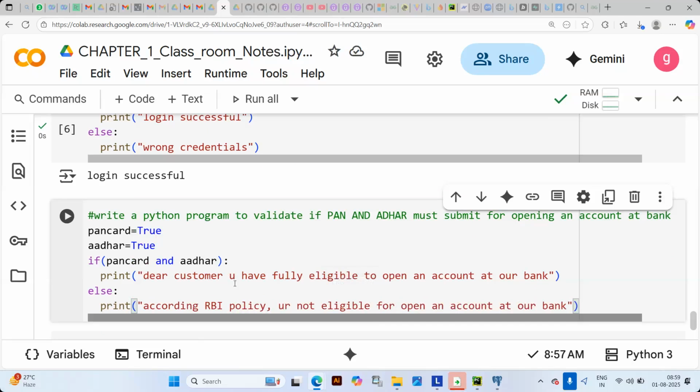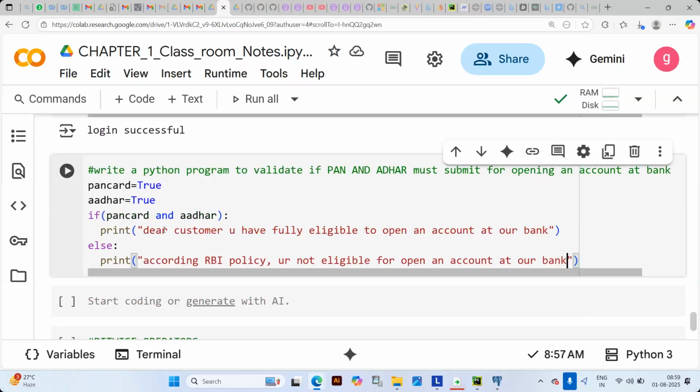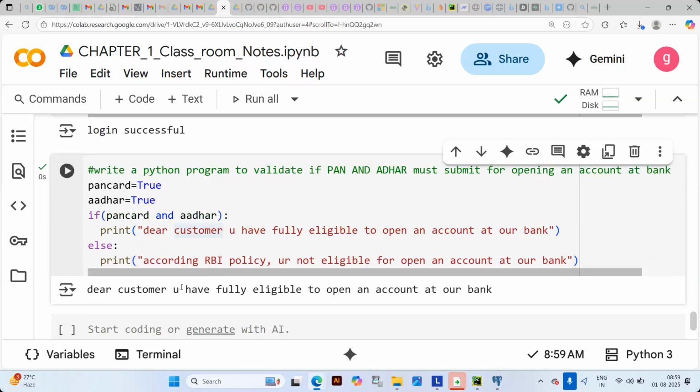Now you just see here, according to the current situation, these are the Boolean values I have assigned. This is true, and true and true is always true, right? Obviously this resultant value is going to be given to you. Else, if any one of them is false, then obviously it will go to the else part. Let us take the current situation and execute. Both are true, therefore the output is given like this.